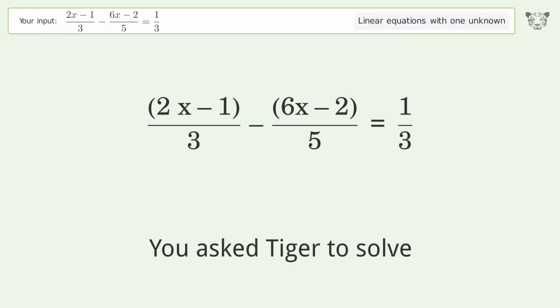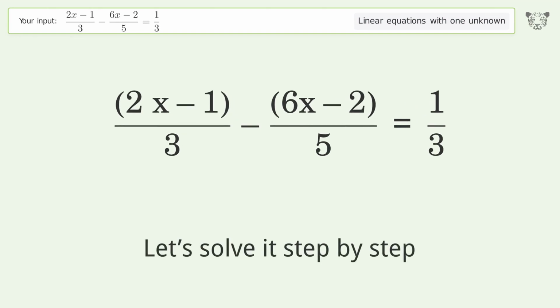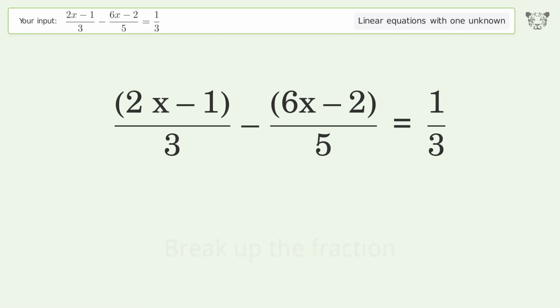You ask Tiger to solve this. It deals with linear equations with one unknown. The final result is x equals -1/2. Let's solve it step by step. Simplify the expression. Break up the fraction.